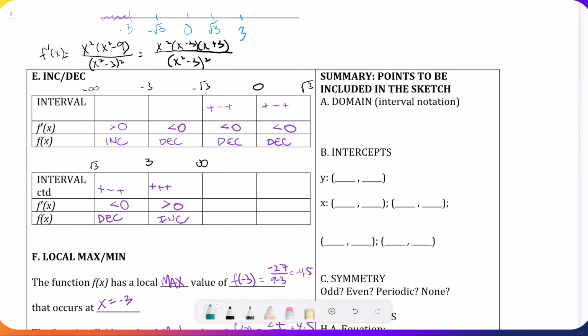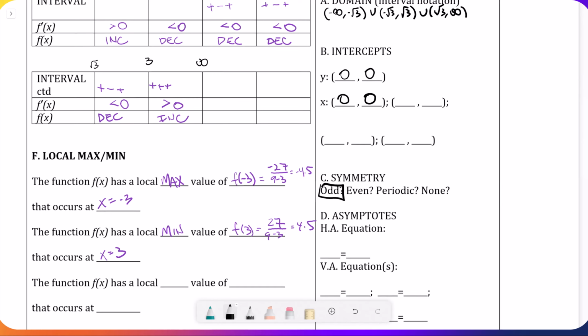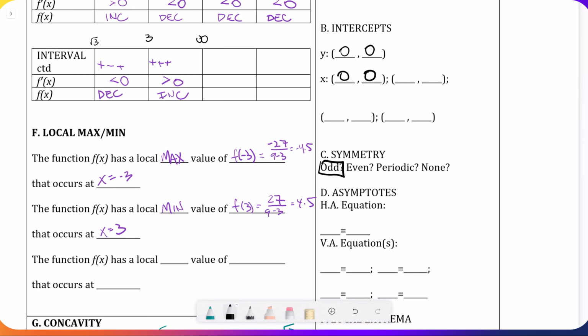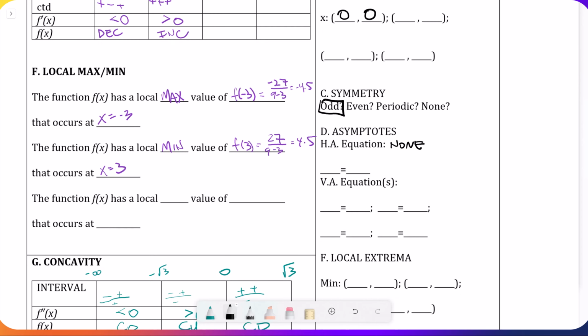What is the domain? We remember that the domain only has breaks at the radical 3's, and then radical 3 to infinity. Intercepts, we said the only y-intercept was 0, 0, and that was the only x-intercept. So that's that. Symmetry, it was odd symmetry. So we know it's odd. And then asymptotes. The horizontal asymptote equation was none. But we did have a slant asymptote, y is equal to x. So we'll keep that in mind.